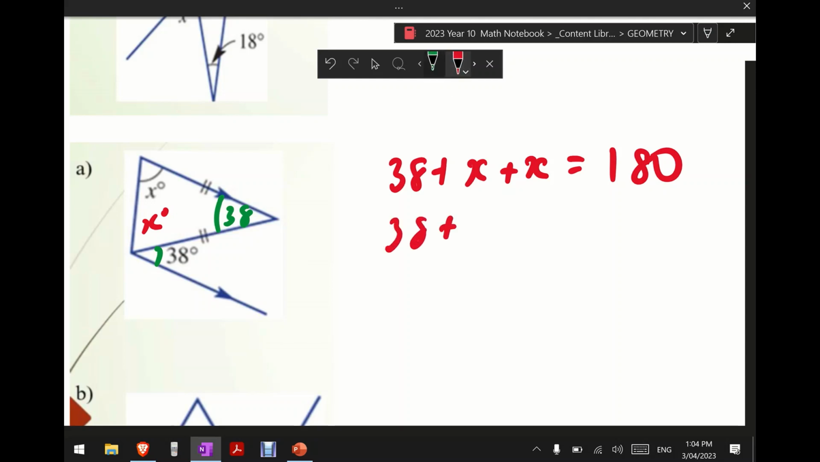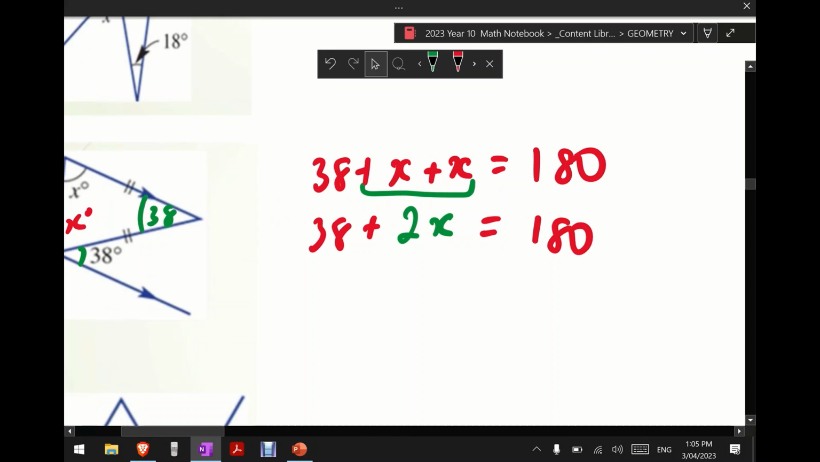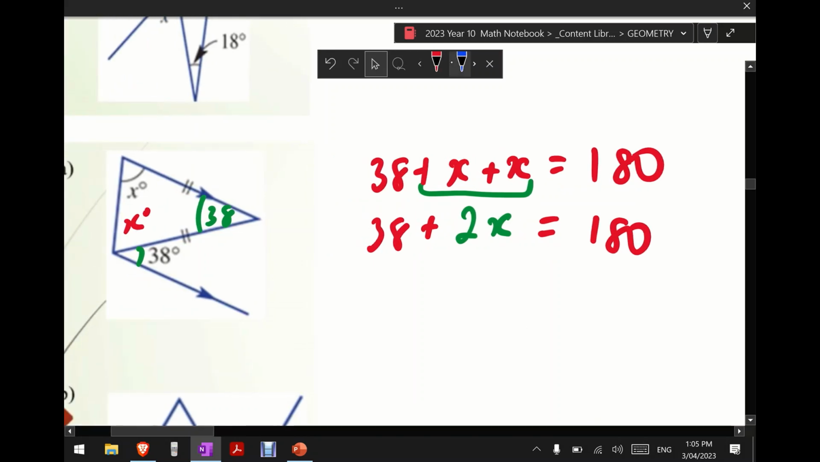Now, what do I do from here? 180 minus 38. Let's take away the 38. So this is a plus 38, it becomes minus 38. So, Joy, you're right, you are in a sense switching it. Is 2x equal to the whole, or is it like half? I'll show you in a second. You're very close though.